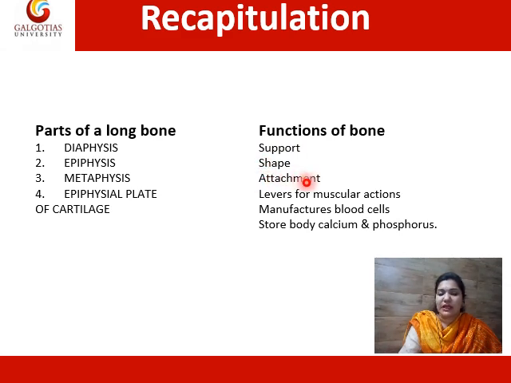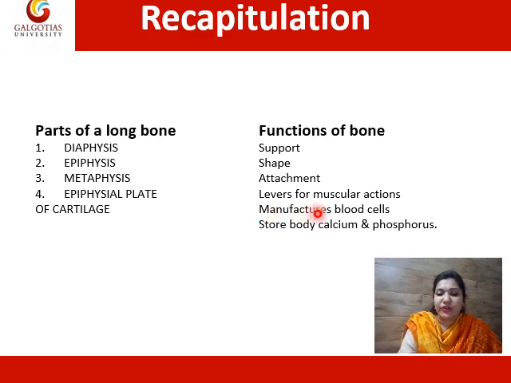The bone is providing attachment to numerous muscles and ligaments. It acts as the lever for muscular action, as the bone is performing a lever action while the muscle is contracted towards the bone lever when the movement occurs at a joint.